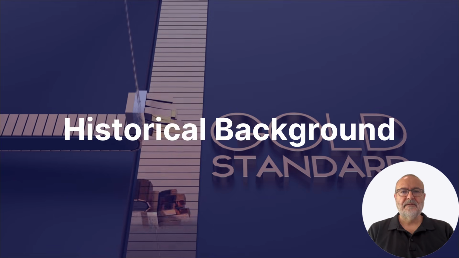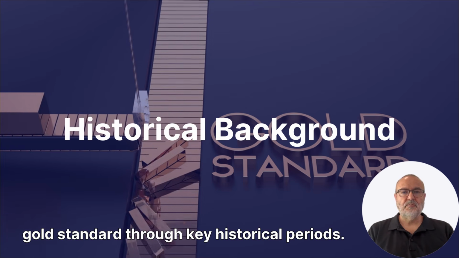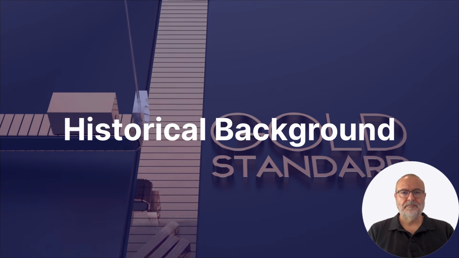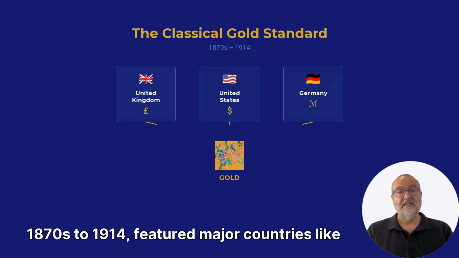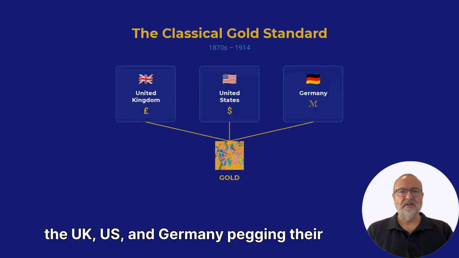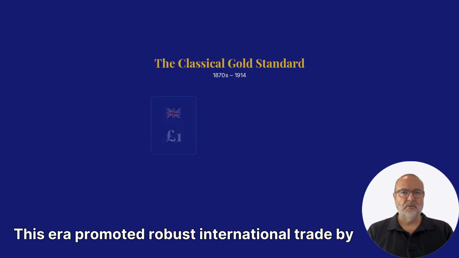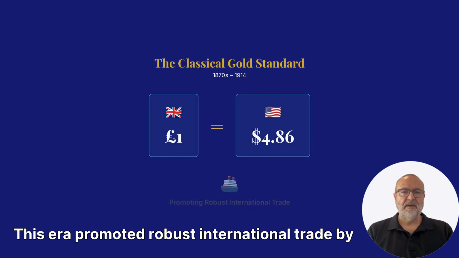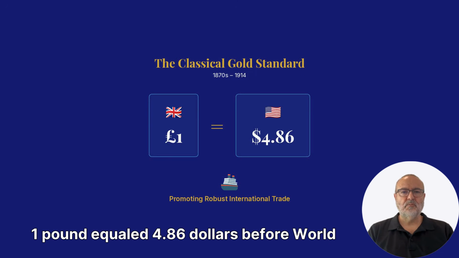Historical background. Here we trace the evolution of the gold standard through key historical periods. The classical gold standard, spanning from the 1870s to 1914, featured major countries like the UK, US, and Germany pegging their currencies directly to gold. This era promoted robust international trade by ensuring fixed exchange rates, for instance, where 1 pound equaled $4.86 before World War I.